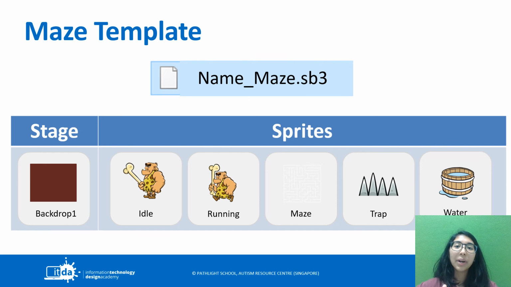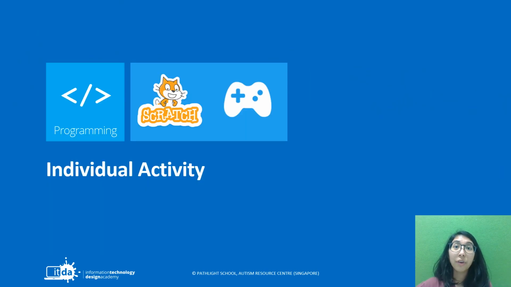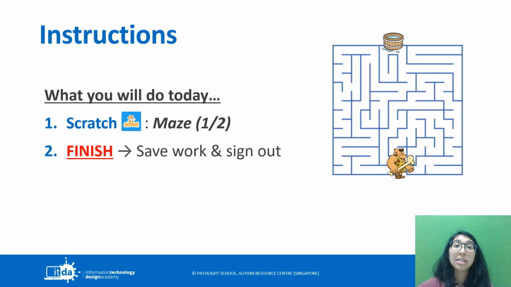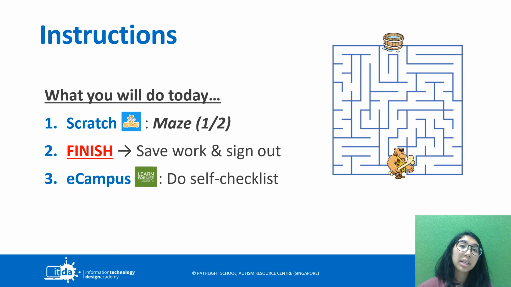Okay, everyone? That's the end of this video, but before we get started, let me quickly go through some expectations for today. On your own for activity time, I need you to go to Scratch, follow the instructions to do your maze part 1 project, and finish as much as you can. Once you're done, save your work, sign out, go back to eCampus and do your self-checklist. So at least I know whether you can follow the lesson, you have difficulty, or you're okay with it.